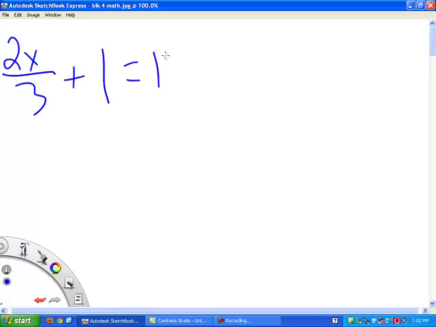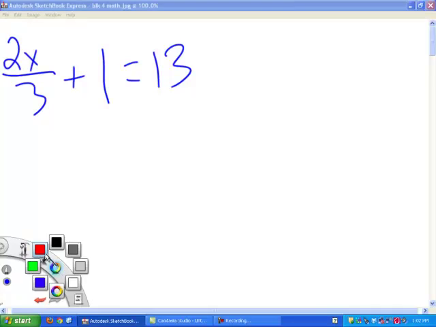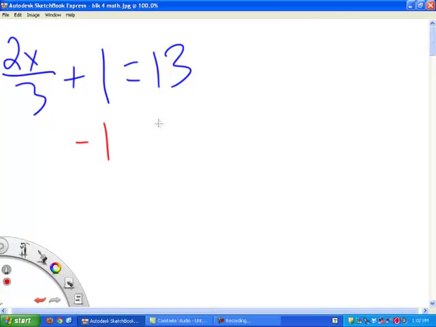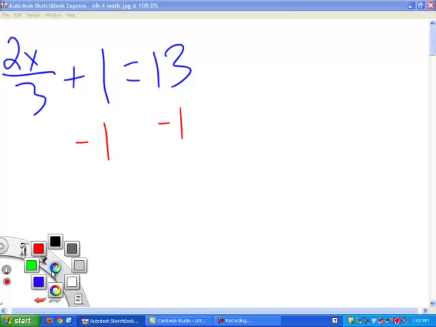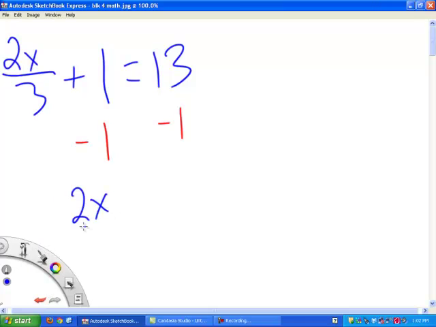Let's take a look at Algebra Exam number 3 review sheet. We'll start with question 1. So I see that it's 2x over 3 plus 1 equals 13. The first thing that we're going to do is subtract 1 from both sides, and that's going to give us 2x over 3 equals 12. 13 minus 1 is 12.